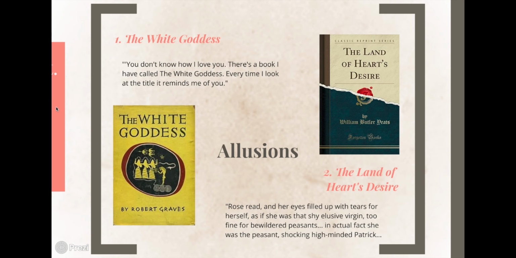But in response, Munro used the second allusion to present Rose's thoughts, using the play The Land of Heart's Desire by William Butler Yeats. Munro writes that, as Rose read, her eyes filled up with tears for herself, as if she was that shy, elusive virgin, too fine for bewildered peasants. In actual fact, she was the peasant, shocking high-minded Patrick.